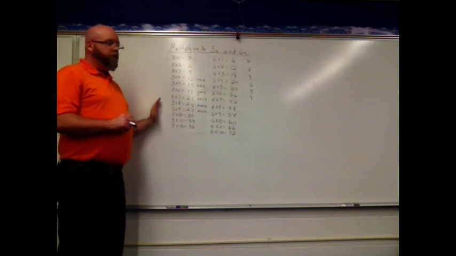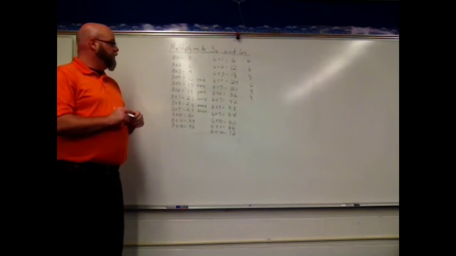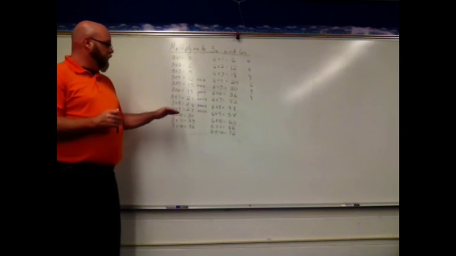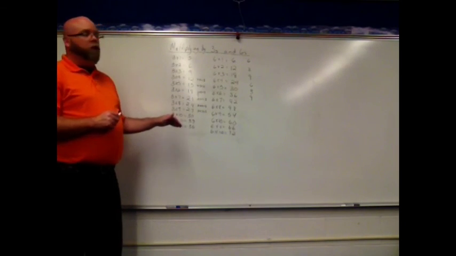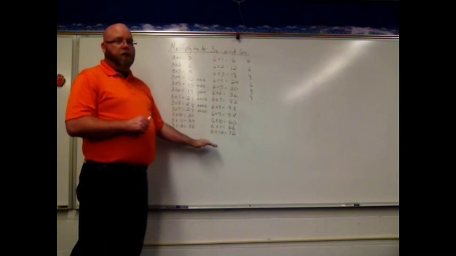Remember, when multiplying by 3s, think about the song. 3, 6, 9, 12, 15, 18, 21, 24, 27, 30. When multiplying by 6s, think, well, they're the same as double my 3s.